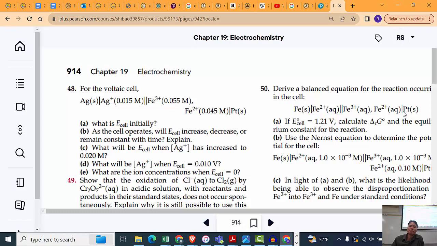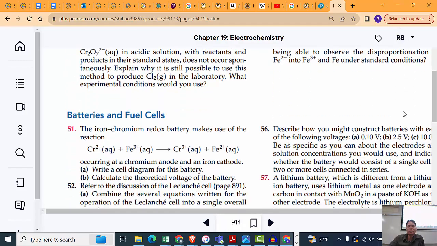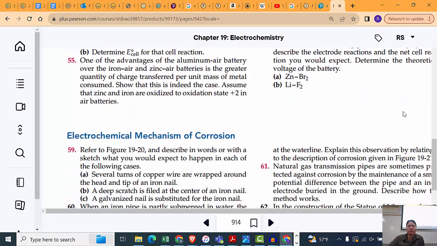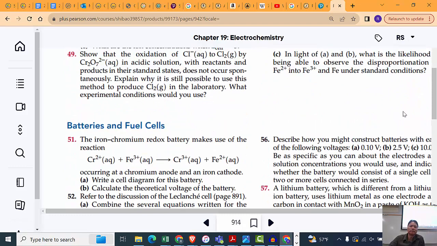Is the actual anode and cathode always going to be at the end? Yes. It's always at the end. So let's look at number 50 here. Do you see what's the anode made out of? And the cathode? Yeah, exactly. And so it's always at the ends. Let's see if we have another one. No, I don't.